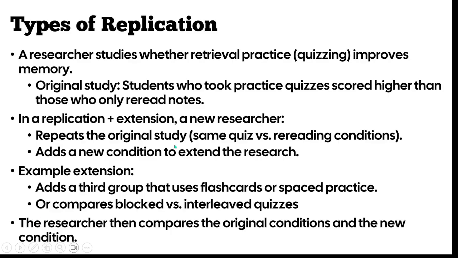Going back to the original scenario, again, I have a researcher studying whether retrieval practice, quizzing, improves memory. In the original one, I had some students who took a practice quiz. They scored higher than those who only reread their notes on a final test. In a replication plus extension, I'm going to come along and repeat the original study, same quiz versus rereading conditions, but I'm going to add a new condition to it. The new condition I might add is a third group that uses flashcards or spaced practice. And I might also want to look at blocked versus interleaved quizzes. Then I can go back and compare my original condition to the new condition.